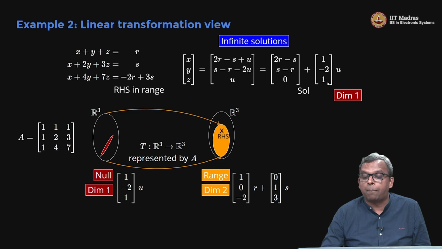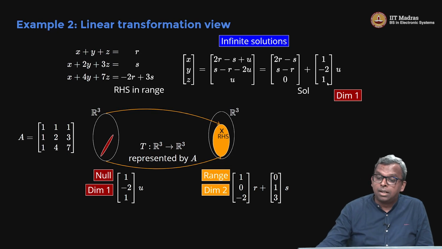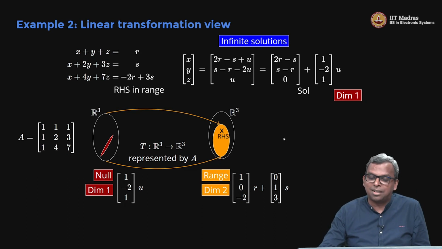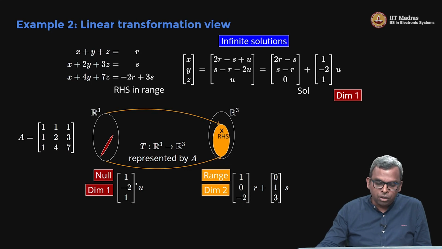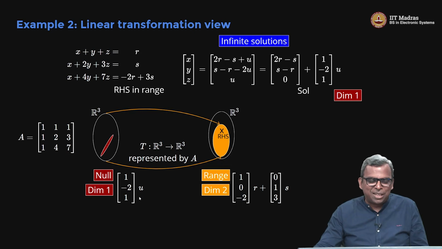So if you split it up, you will get one vector here, 2r minus s, minus r, 0, plus something, 1, minus 2, 1, multiplied by u. And notice how miraculously this 1, minus 2, 1 is the same as the 1, minus 2, 1 here. This is not an accident. We will later on see a very nice abstract result which guarantees that something like this will happen. So this null space ends up showing up in the solution. Even in the previous case it actually showed up, but the null space in that case was only 0, 0, 0, so no point in adding it. In this particular case, the null space is non-trivial, so it ends up showing up here.